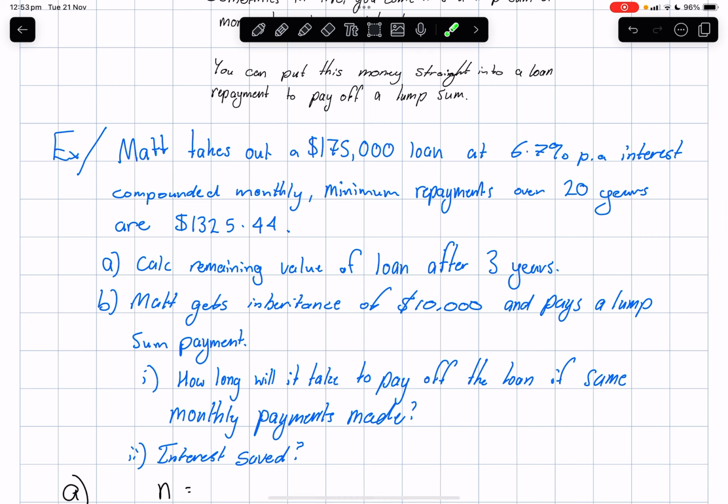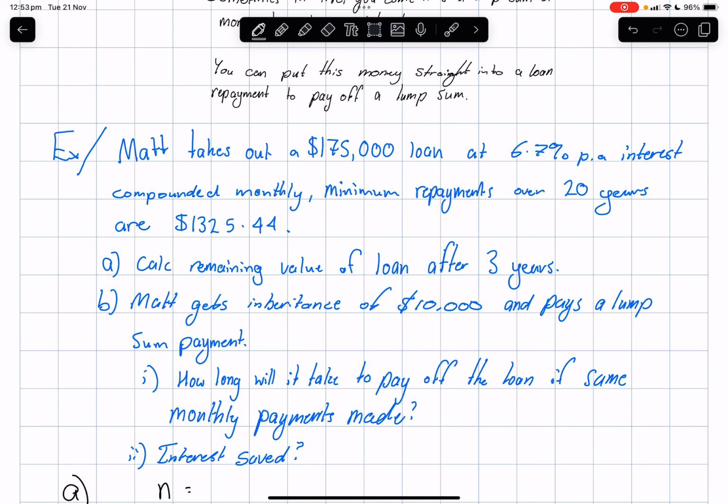Matt takes out a $175,000 loan at 6.7% per annum interest compounded monthly. The minimum repayments over 20 years are set at $1,325.44. We're going to calculate the remaining value of the loan after 3 years. At that point, he gets an inheritance of $10,000 and pays a lump sum payment. How long will it take to pay off the loan overall after the $10,000 is taken off? And then we're going to find the interest saved.